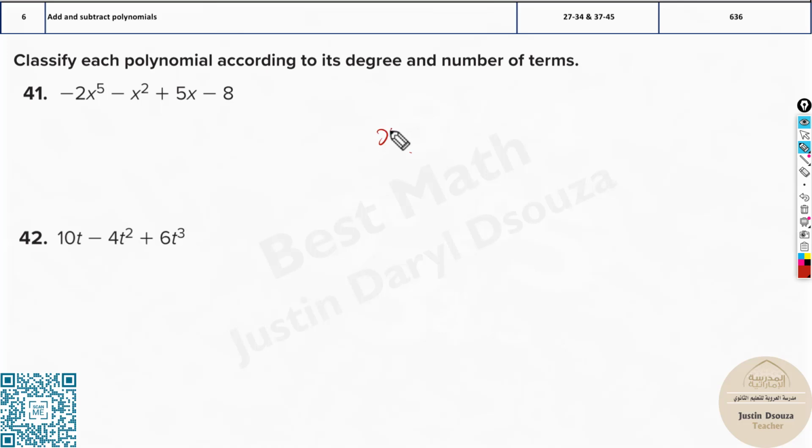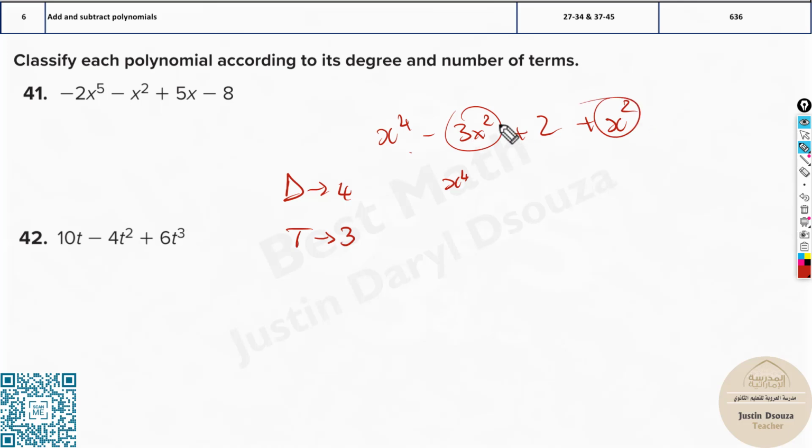So you have x to the power 4 minus 3x squared plus 2 plus x squared. Just pause the video and try to solve this. If anyone has solved degree 4, yes, that's correct. If anyone has told terms 4, that would be wrong. Terms are 3. Why? Because here it's x power 4, but these two are same degrees. You need to simplify them. It will be minus 2x squared plus 2. It's a trinomial, 3 terms only.